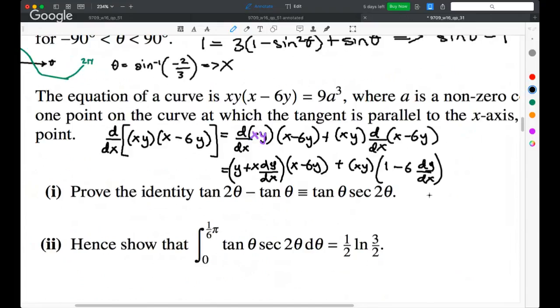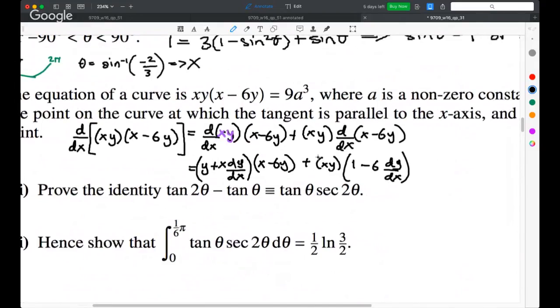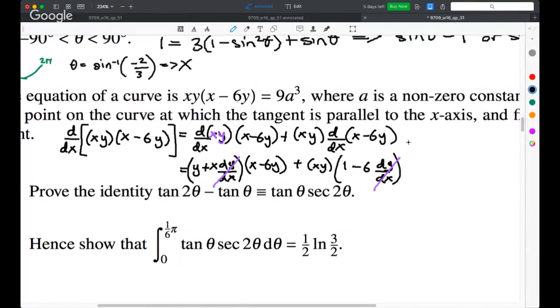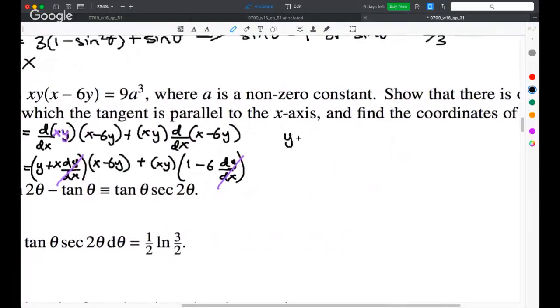Right, well, that looks exhausting. But they're asking for the point on the curve at which the tangent, so there's something drawn with the same gradient, is parallel to the x-axis. Well, being parallel to the x-axis means that dy dx, the first derivative, is 0. So we can just happily get rid of that guy and that guy. So that leaves us with y, if you work it out, no problem, 3y minus x is equal to 0. So either y is equal to 0 or y is equal to x over 3.